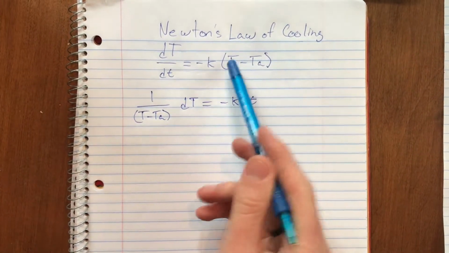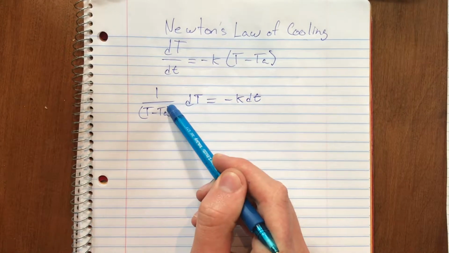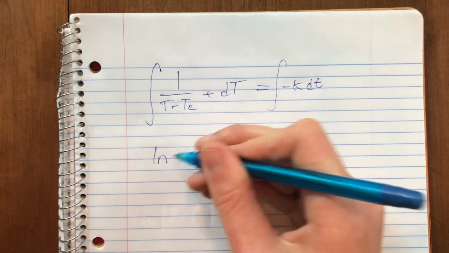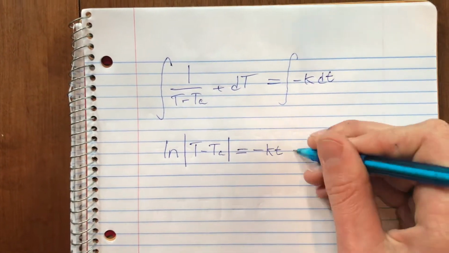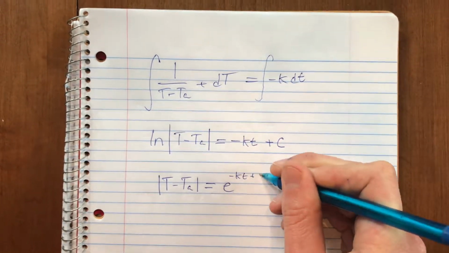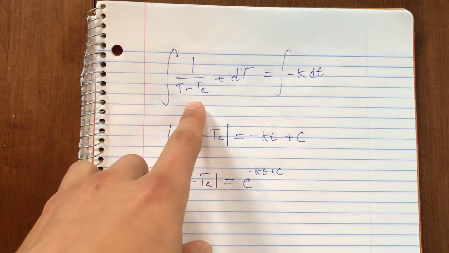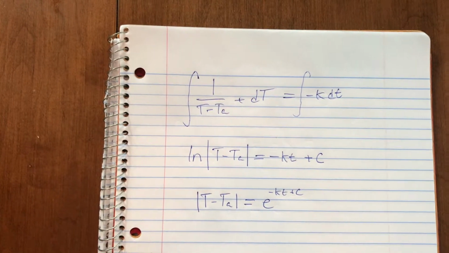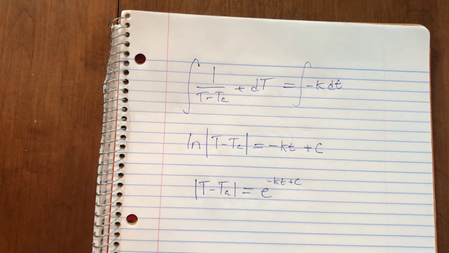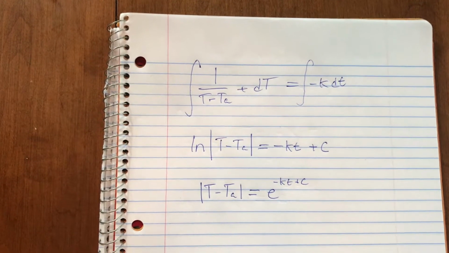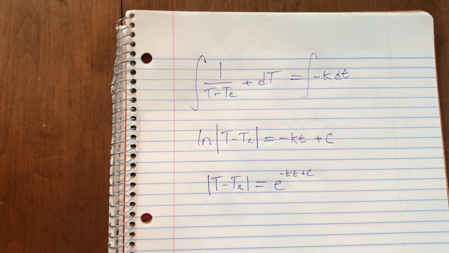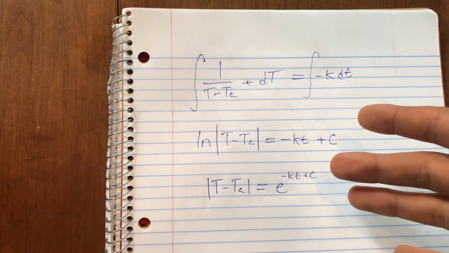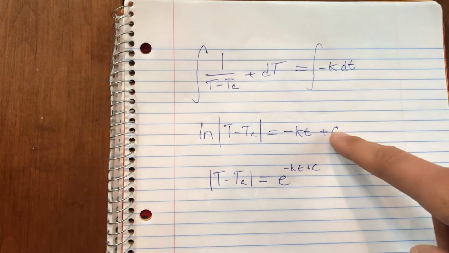So here we are. We've isolated our T terms, our temperature terms, on the left side, and moved over our time to the right side. The antiderivative of 1 over temperature minus ambient temperature is going to be ln of temperature minus ambient temperature. The antiderivative of the constant of proportionality times the change in time is the constant of proportionality, because it's a constant, times the time, plus a constant that we get when we're taking an antiderivative, which is this c here.